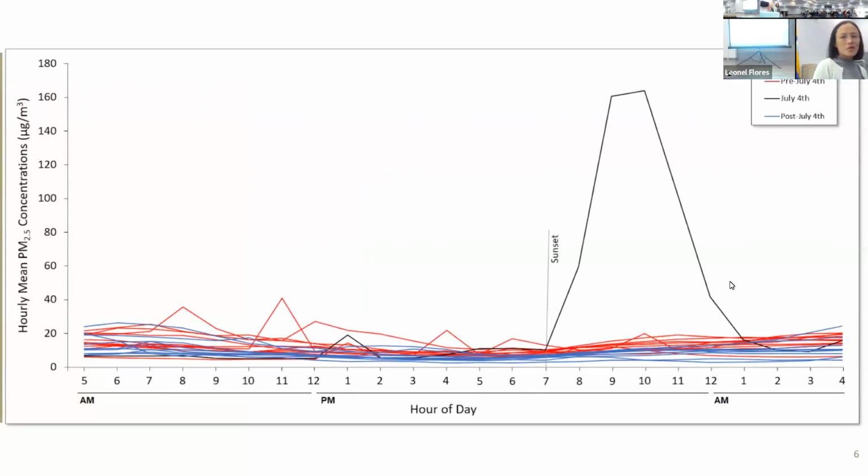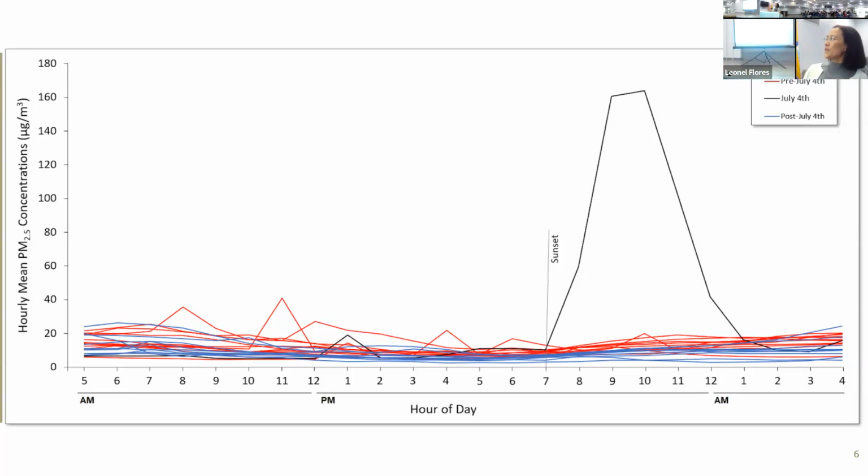So this shows you different monitoring concentrations over 24 hours across the monitoring time. As you can see, do you see that huge peak? Okay, so that huge peak occurred on July the 4th. The red line is pre-July the 4th, the blue line is post-July the 4th, and that black is June.